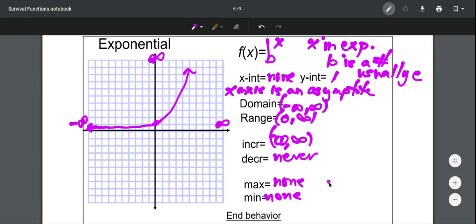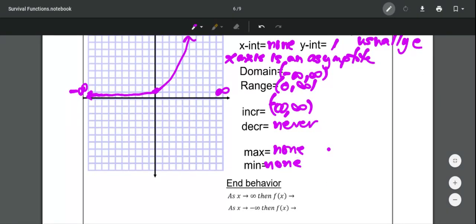Its end behavior, what does it do on the ends? Well, as x goes to infinity, what does it do? It goes to positive infinity. And as x goes to negative infinity, what does this go to? Well, it gets right up against this asymptote. It gets closer and closer and closer to this asymptote, never touches it, so it goes to 0. Okay?